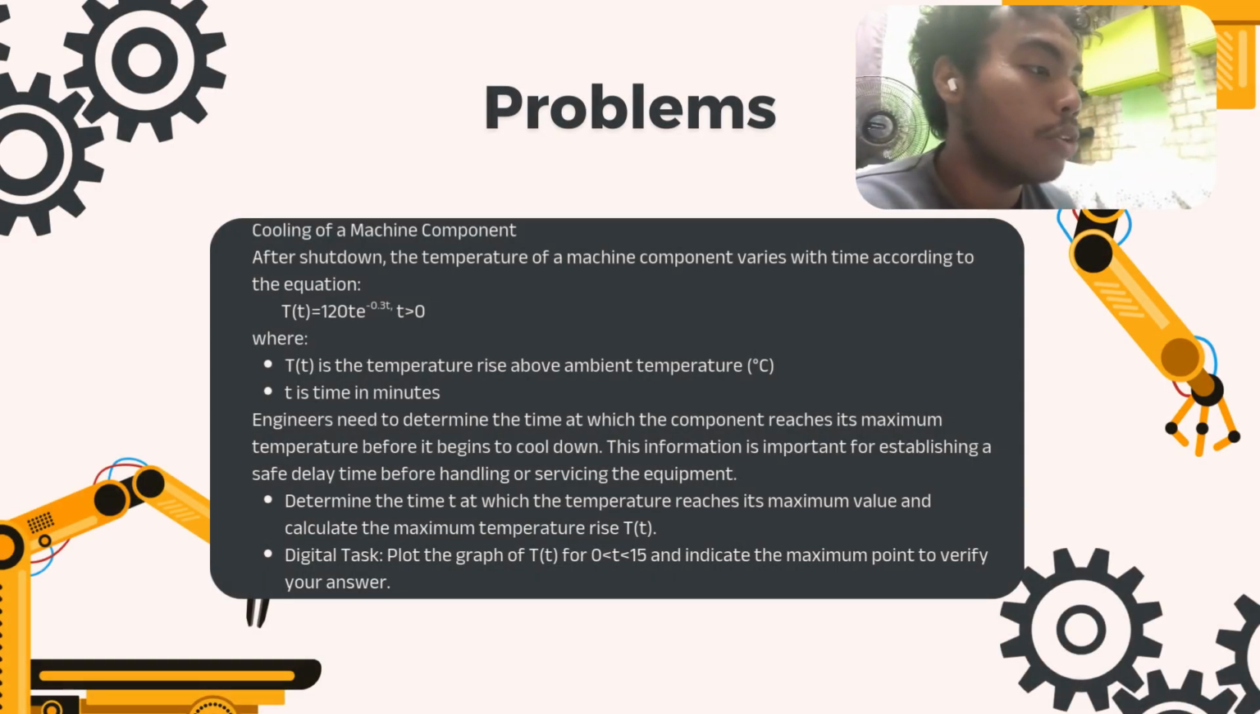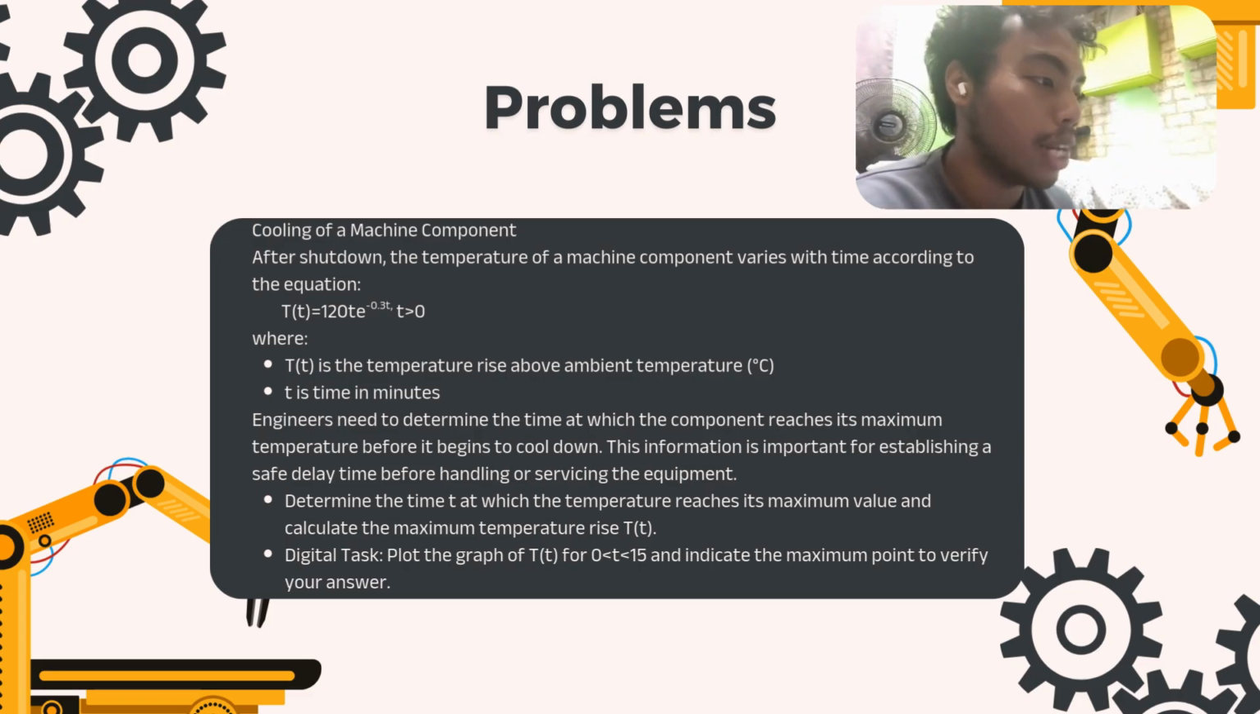Problem Part 2: cooling of a machine component. After shutdown, the temperature of a machine component varies with time according to the equation, where T is the temperature rise above ambient temperature and t is the time in minutes. Engineers need to determine the time at which the component reaches its maximum temperature before it begins to cool down. This information is important for establishing a safe delay time before handling or servicing the equipment.